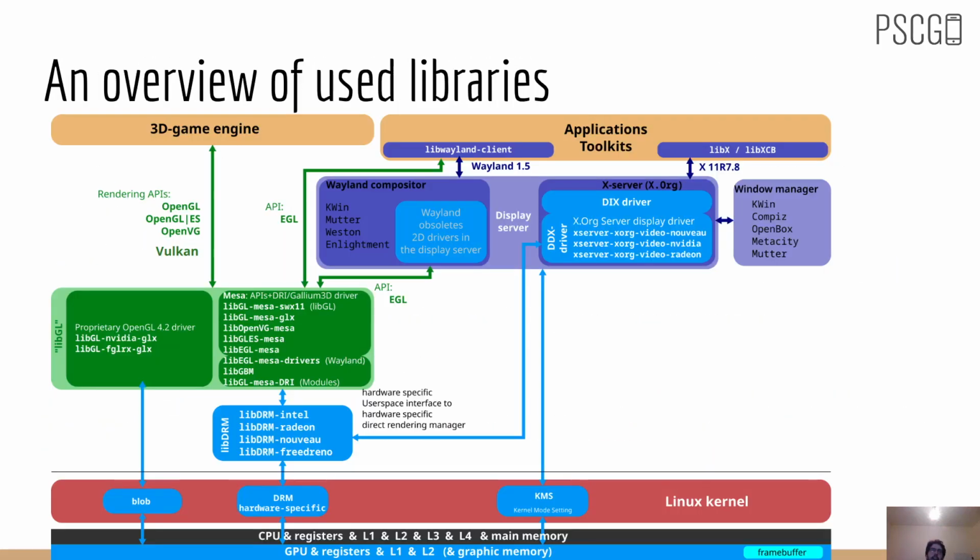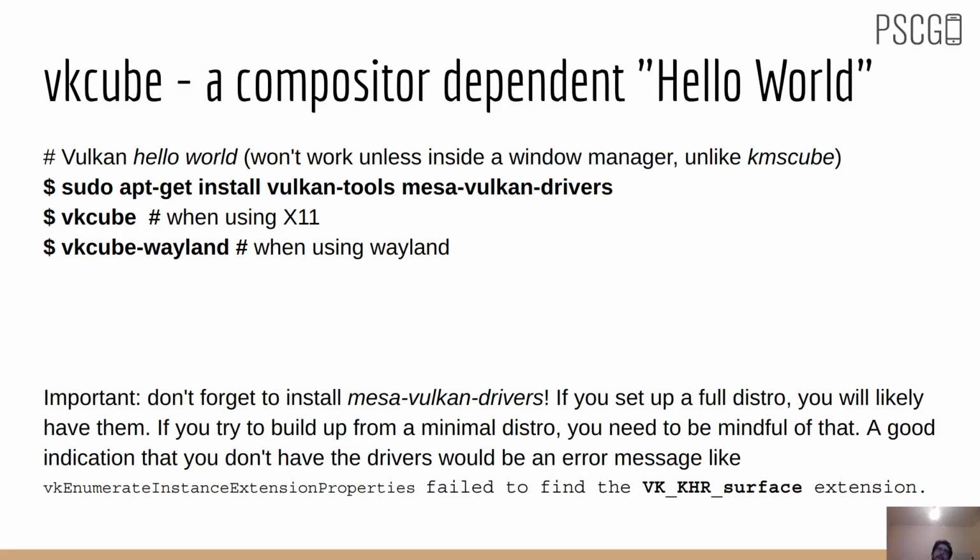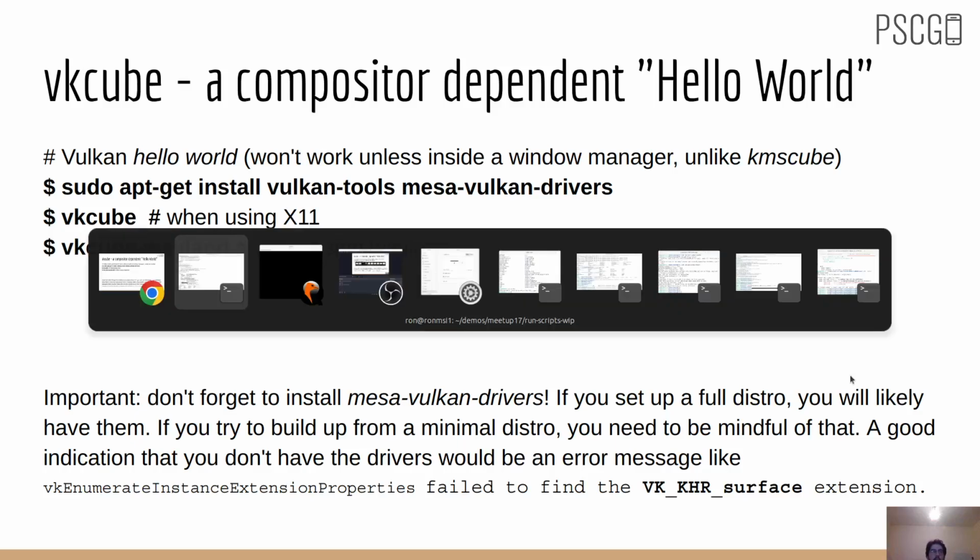Now, if you want to educate yourself about OpenGL and Vulkan, actually the builds for OpenGL are relatively light. The demos are here under Mesa, and you just build them with Meson and Ninja, and then you can run them. Almost all need to be over X or over XWayland. Vulkan is something else. When you just download it, it's going to be like 2 gigs, just for the source code, and building it will take a while, but it works, and you have very nice and very powerful examples as well.